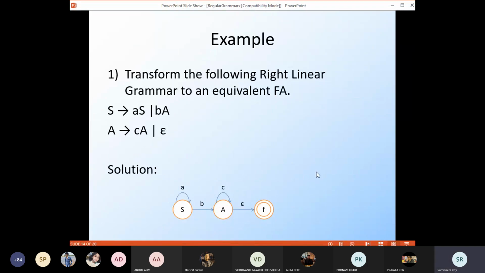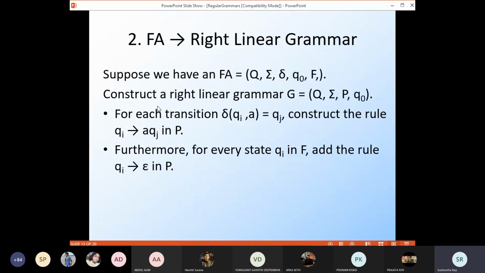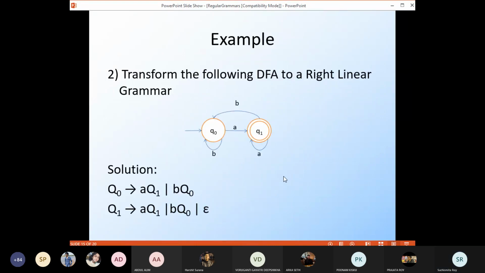Now let's look at this and see whether it should be Qi or Qj. Transform the following DFA into a right linear grammar. So we have been given a DFA. We have obviously taken very simple examples. So Q0, Q1, and you can see how many transitions are there. 1, 2, 3, 4. So V, set of states, Q0 and Q1. So these are the 2 variables. So what are our transitions? Let's go back to the rule.